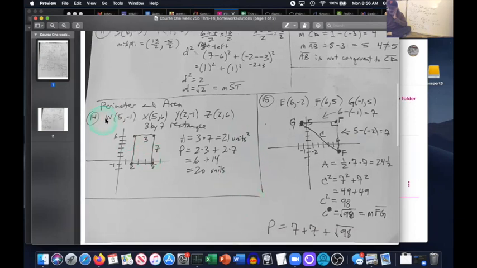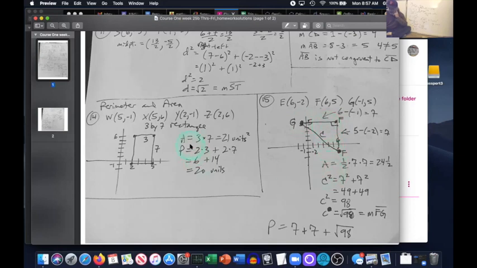All right, well, anyway, so here I plotted the coordinates for these two problems. And 14, you got a rectangle with horizontal and vertical sides. And 15, you had a right triangle that had the legs as horizontal and vertical sides. So that makes it easier to get the distances of the sides, just like the warm-up.